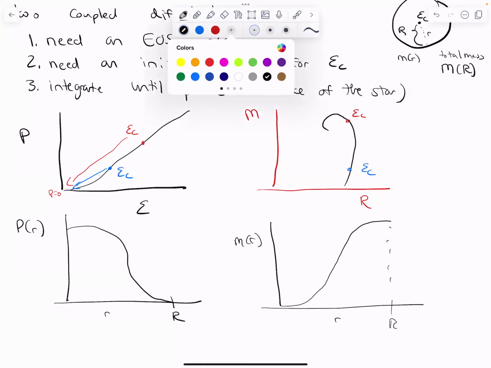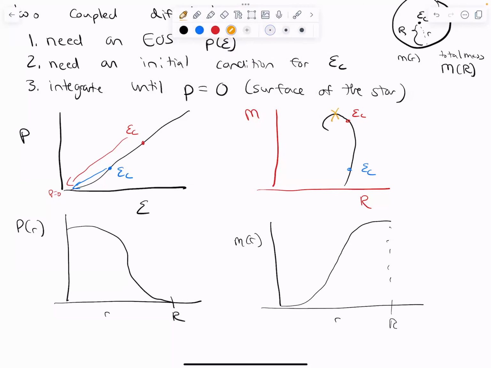I need another color. This point here is my maximum mass. Essentially, for that given equation of state, I cannot produce a neutron star that's heavier than this. And so that's called the maximum mass.